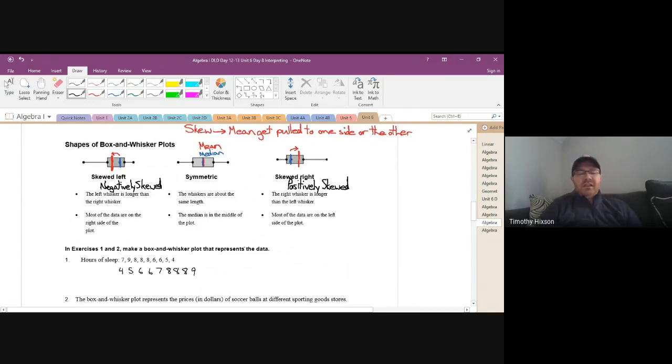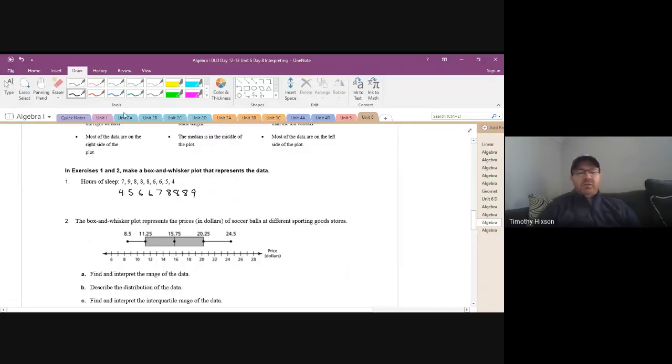Here we have data for 9 nights of sleep, the different hours of sleep that we did. I already put them in order for us, so let's really quickly get our 5-number summary and look at the box plot to see if this data is skewed or symmetric. All right, so our median occurs on the 5th value, since there are 9 values total. So there's 7. That's our median.